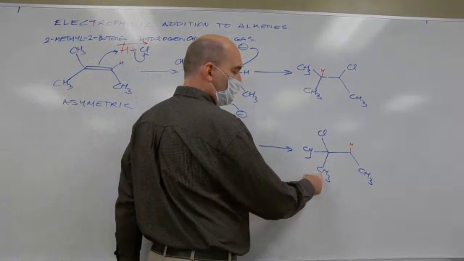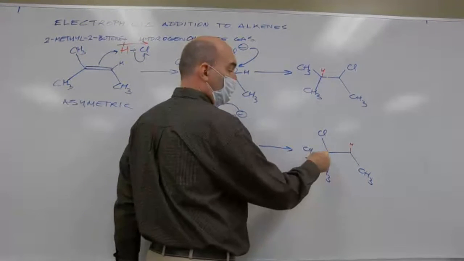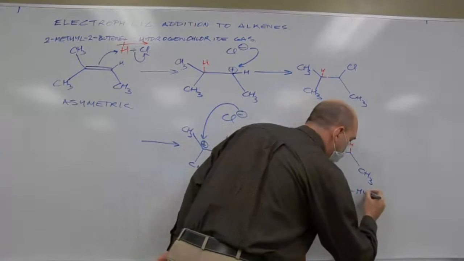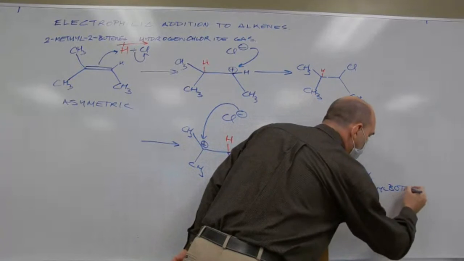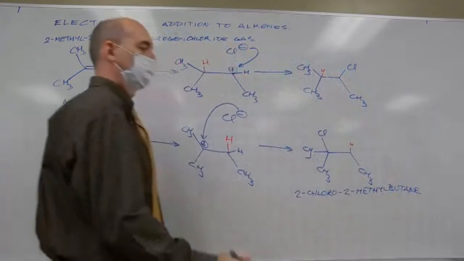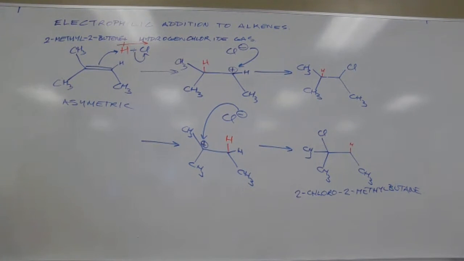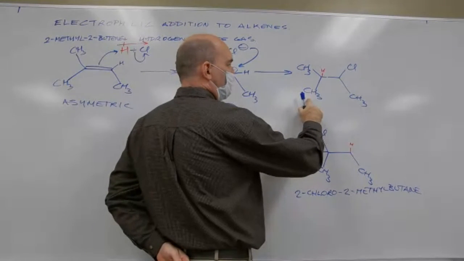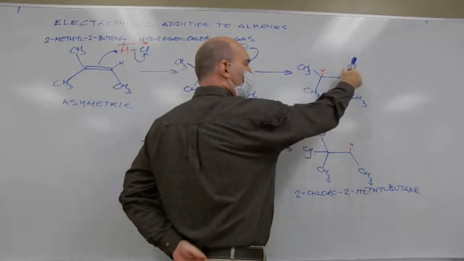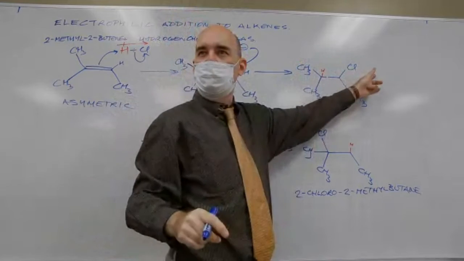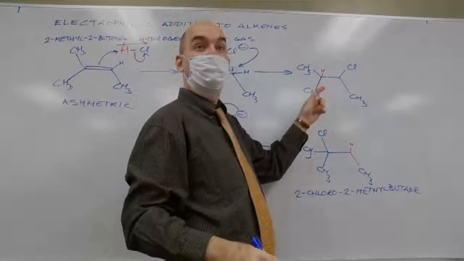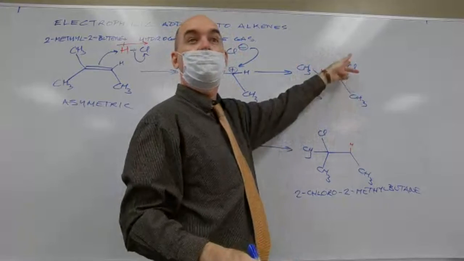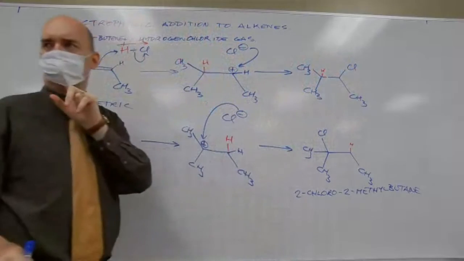Okay, if this is 1, 2, 3, 4, then I have a methyl at 2 and a chloro at 2. This gets to be 2-chloro-2-methylbutane. The one at the top is 1, 2, 3, 4. It's either 2-chloro-3-methyl, or 2-methyl-3-chloro. In fact, I'm still saying it wrong. It's either 3-chloro-2-methyl or 2-chloro-3-methyl. Any opinion on which one it should be?